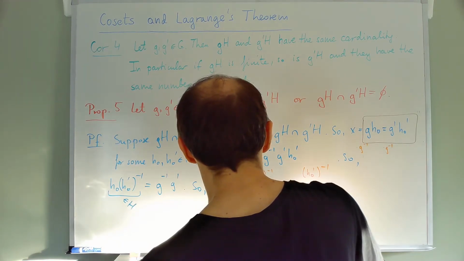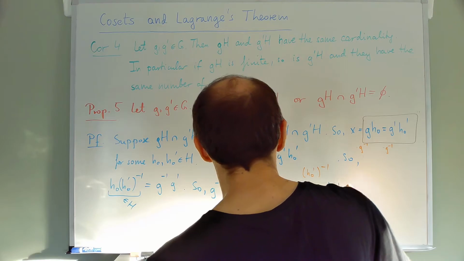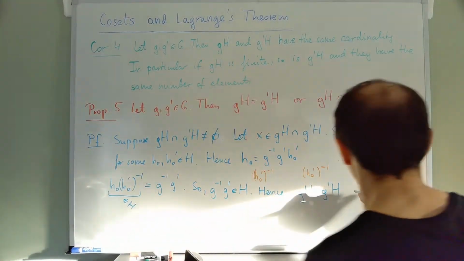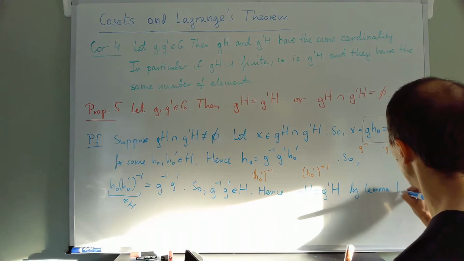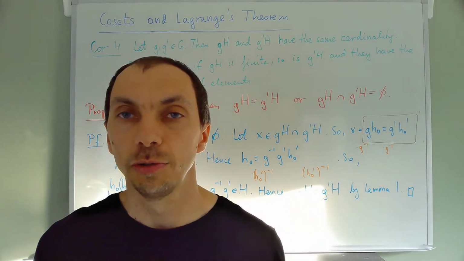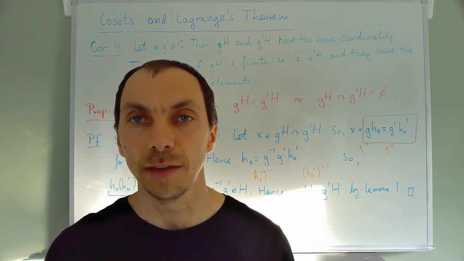Hence, I can conclude that gH is equal to g prime H, and that was, I guess for us, lemma 1. By lemma 1, this finishes the proof. So indeed, two cosets cannot have, if they're not the same coset, they cannot have any element in common.